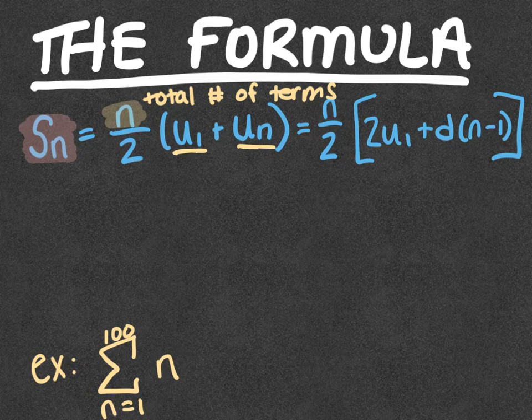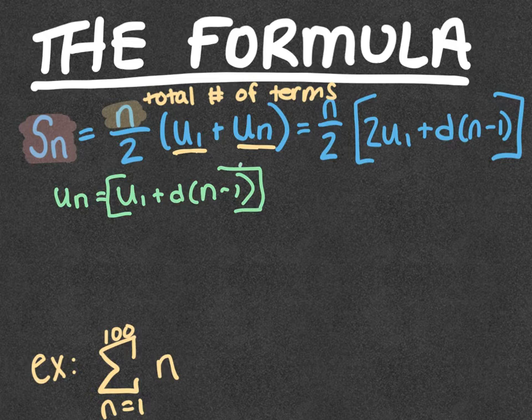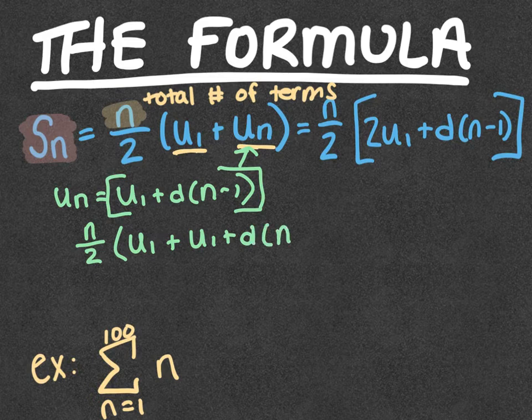You see here there are two formulas, but these formulas are essentially the same thing, and let's see how we get from one to the other. If you remember from arithmetic sequences, I can define u sub n as u1 plus d times n minus 1. That's the formula for an arithmetic sequence. So if I substitute this into my formula up here, I get n over 2 times u1 plus, instead of un, I could write u1 plus d times n minus 1.